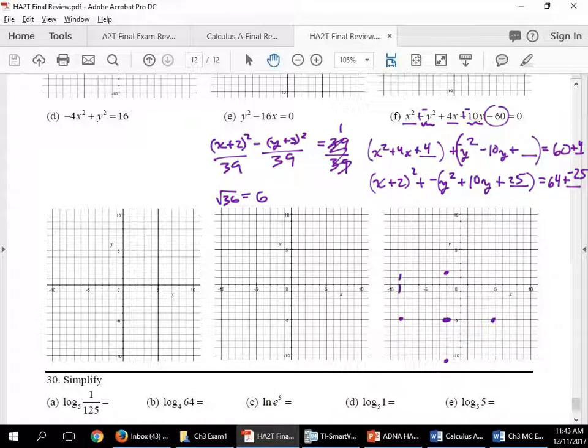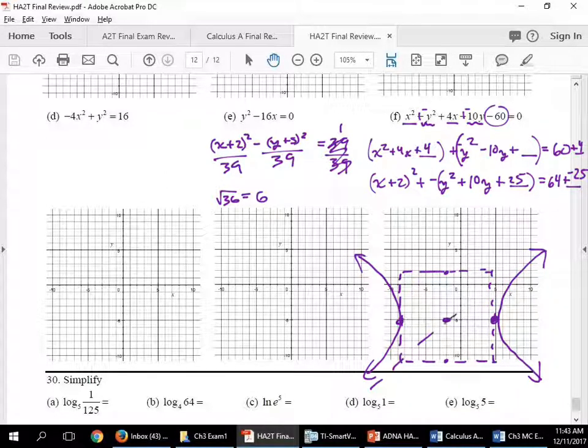All right, people, this is where your box comes in for a hyperbola. This is the hyperbola box. Is it going to be up and down, or is it going to be right and left? Which variable is positive? X. So that means we're going to have a vertex right here and a vertex right here. We have an asymptote right here. We have an asymptote right here.